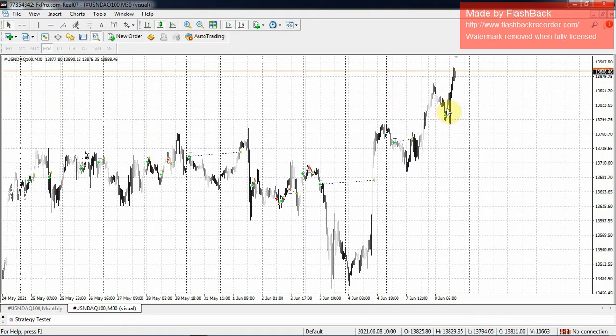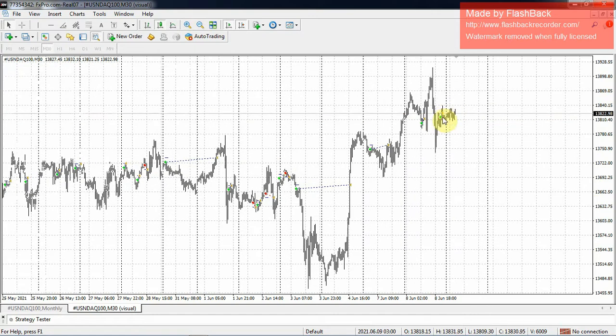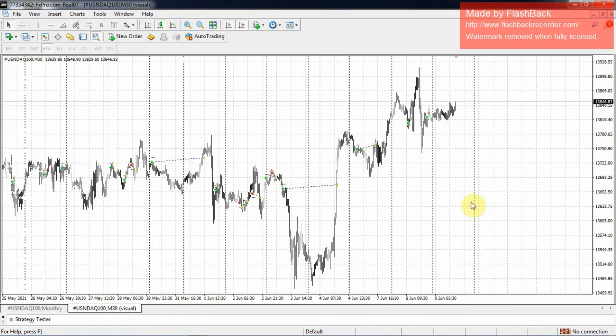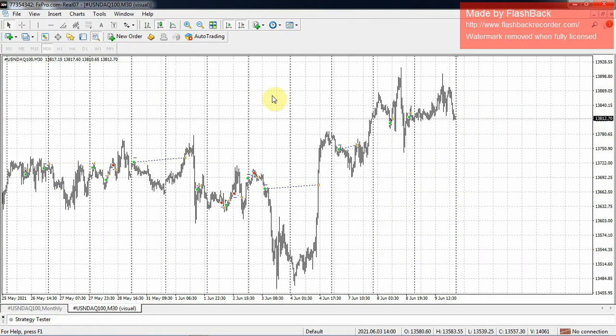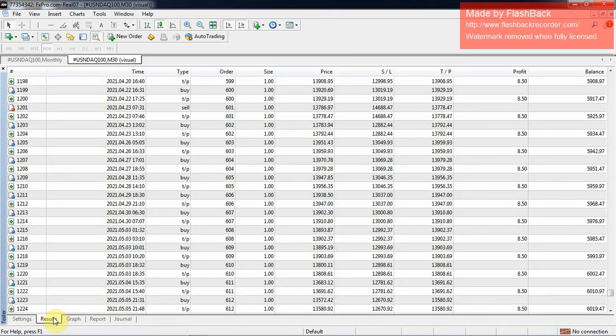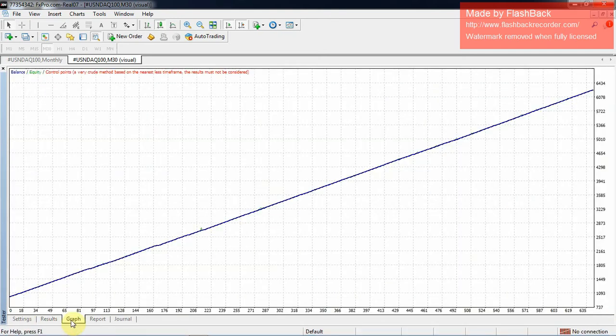Okay, the backtest is almost coming to an end. That's 8th June, 9th June there. We've got trades there. I took all these trades in June. Okay, the backtest is done. Let's see the results.